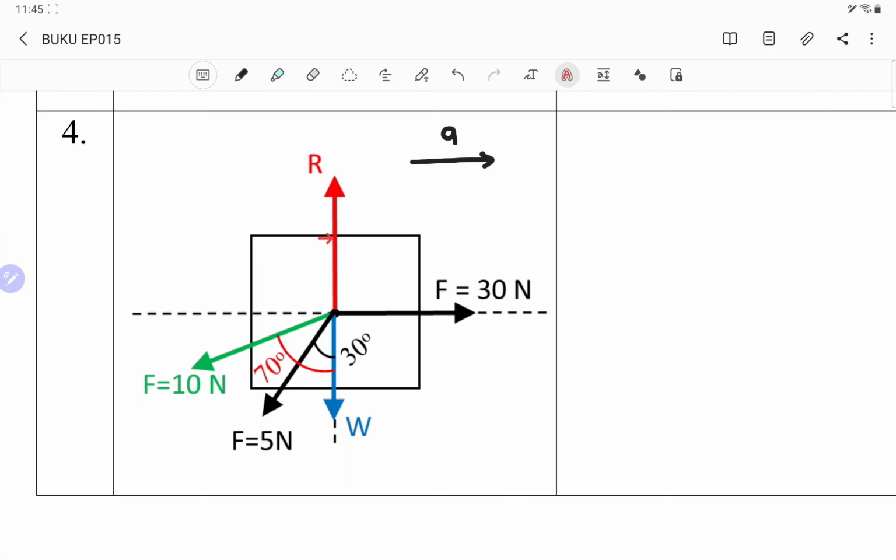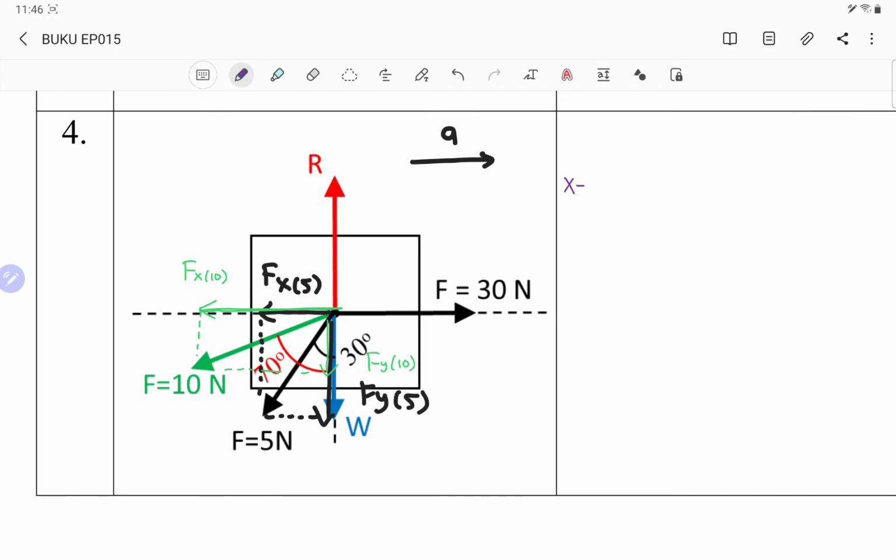Then diagram number 4, we have 1, 2, 3, 4, 5 vectors. The vectors that need to be resolved adalah F equals to 10 and F equals to 5 Newton. Okay, so F equals to 5, dia akan ada komponen Fy. And also komponen Fx, ni kita buat untuk 5 Newton. Then F equals to 10 pun dia ada komponen Fx 10. Fy pun ada juga Fy 10.